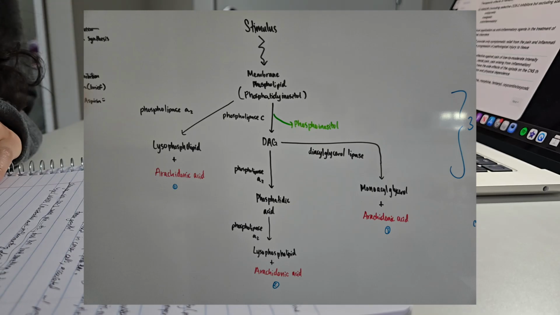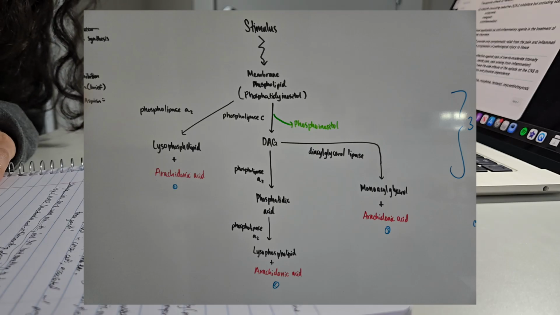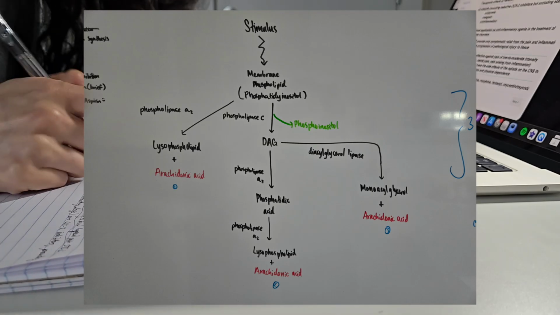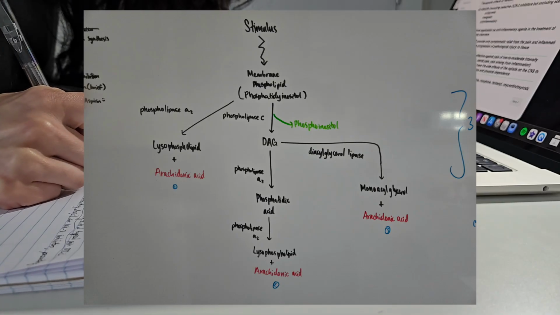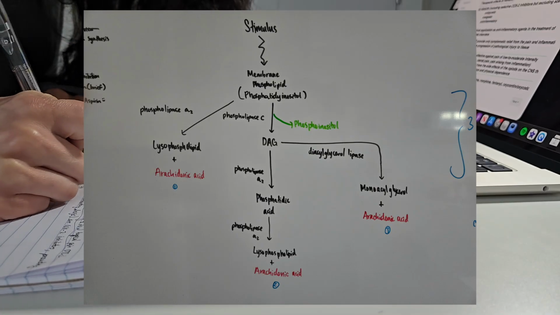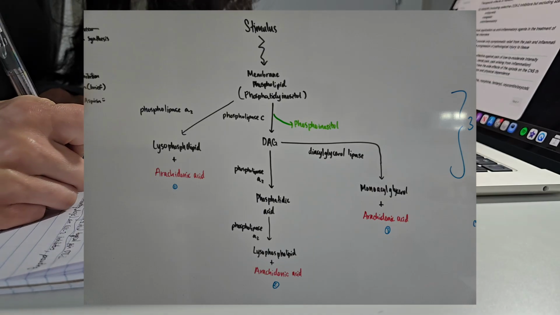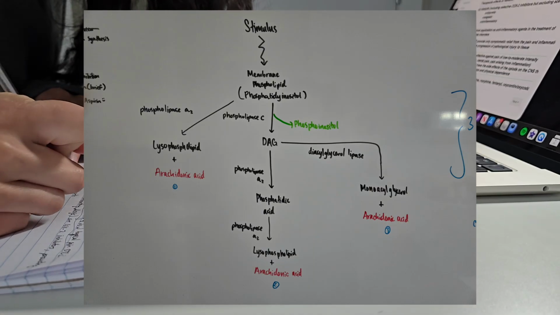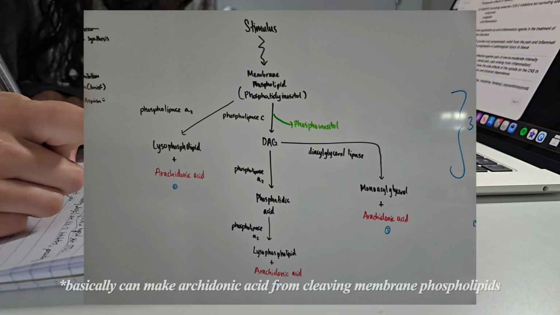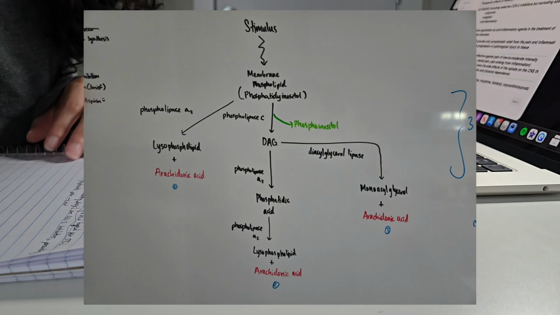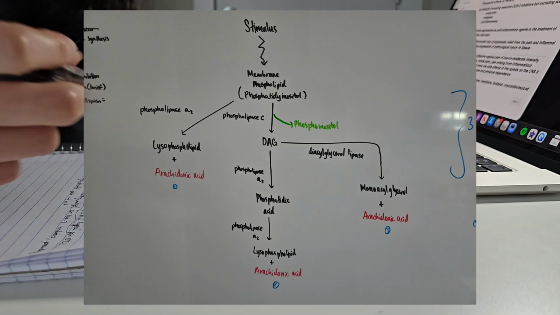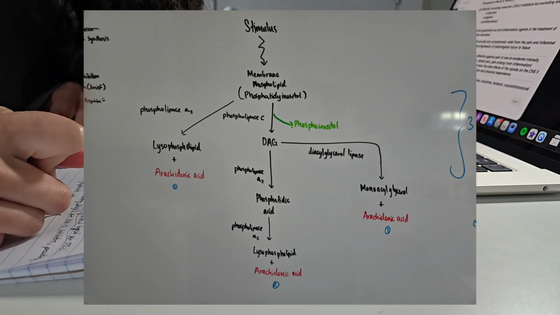Otherwise, you're not going to make arachidonic acid, because remember in my fatty acid synthesis video that I talked about, you can't really add extra double bonds. It just doesn't work like that in our bodies, unless we introduce them into our diet. But from here we can make those polyunsaturated fatty acids just because we're cleaving them from the plasma membrane. So yeah, that's how we make arachidonic acid.